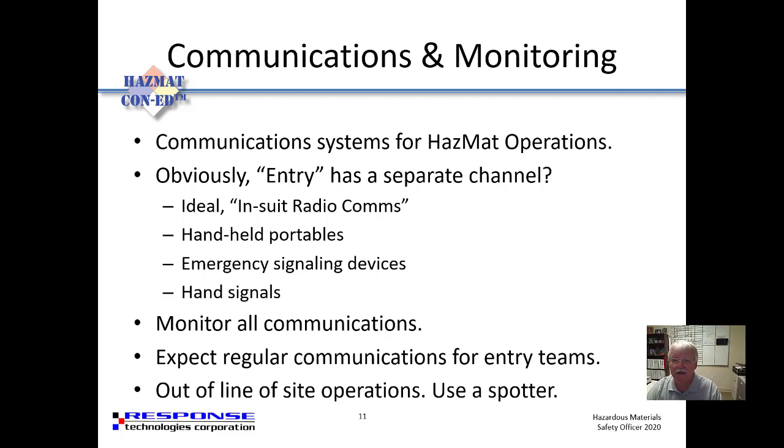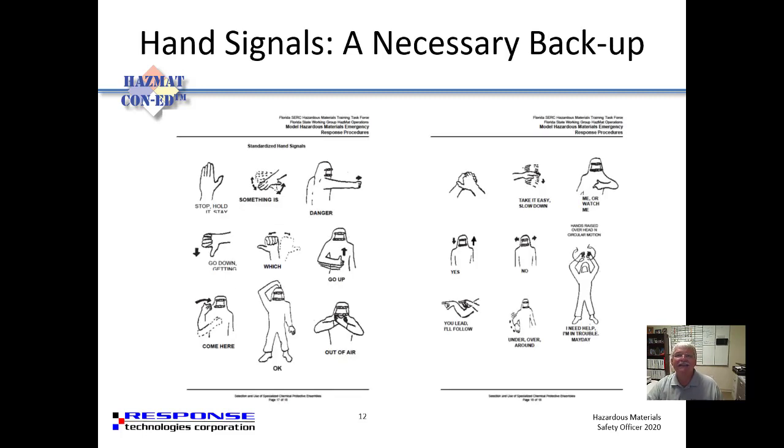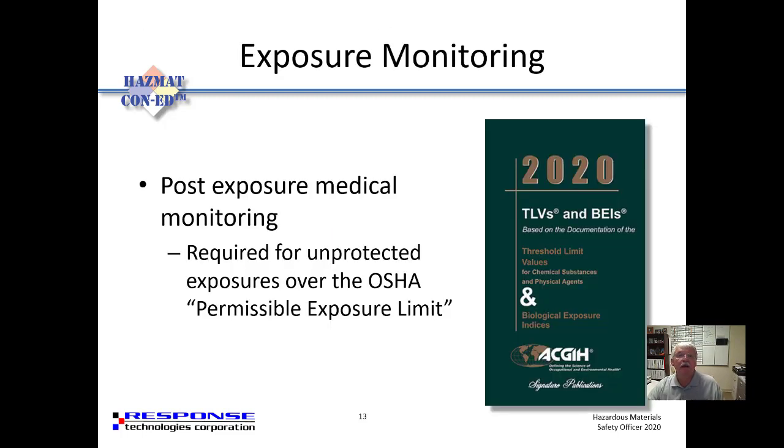We need to know that if comms are one of those things that fails regularly, we need to be prepared with backups or even multiple redundancies to make sure that we can get messages out. Hand signals, it's a necessary backup. We need to make sure our people know the basic hand signals that they need to use. We need to go back to the basics.